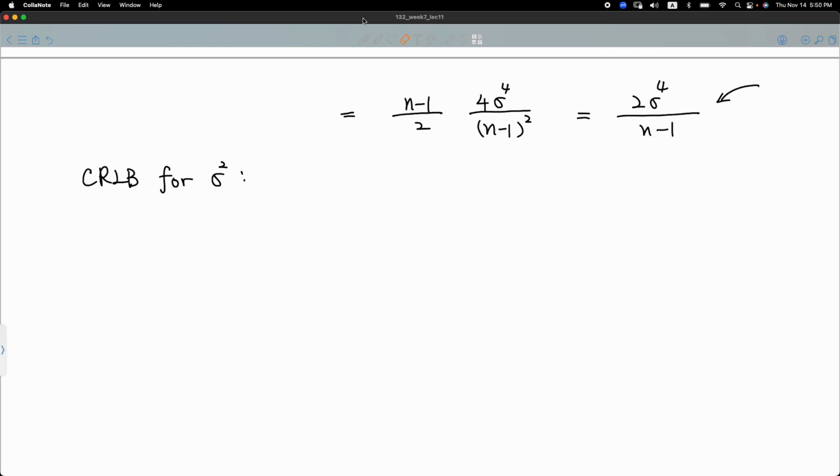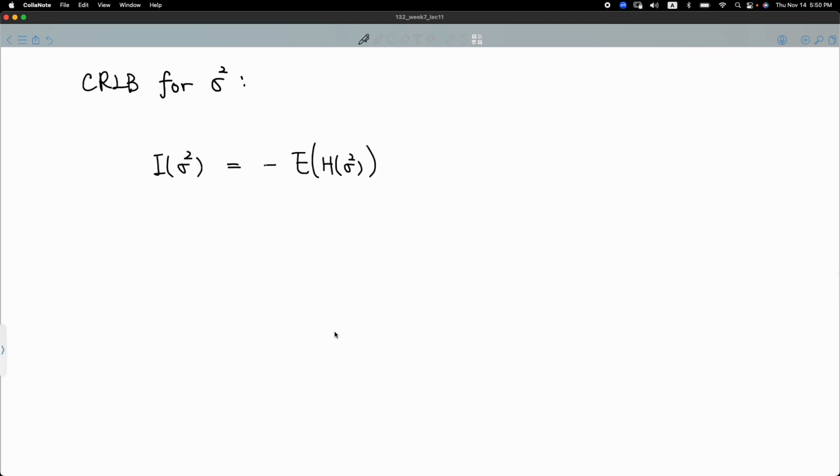Okay, so for the Cramer-Rao lower bound for sigma squared, we need to go through the Fisher information. Again, there are 3 methods to calculate the Fisher information, so it's up to you which one you want to use. Here, I'm going to calculate the Fisher information for sigma squared using one of the 3 methods. Particularly, I'm going to use the negative expected Hessian for sigma squared. The Hessian is essentially the second order derivative of the log likelihood function with respect to sigma squared, which means we have the following.